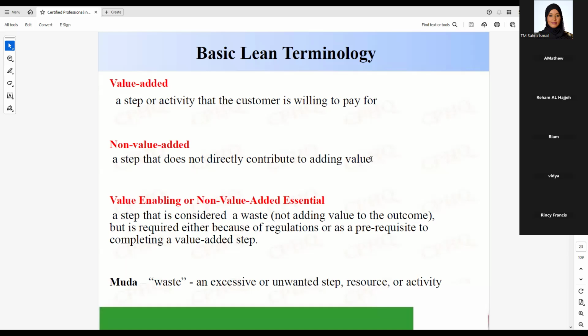And then this could be considered non-value added, but actually it is this one, which is value enabling or non-value added essential. So what they're saying here is that it's a step that's considered a waste, not adding value to the outcome, but is required either because of regulation as a prerequisite to completing a value added step.